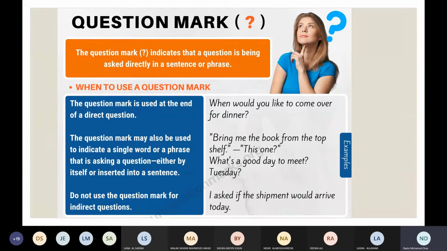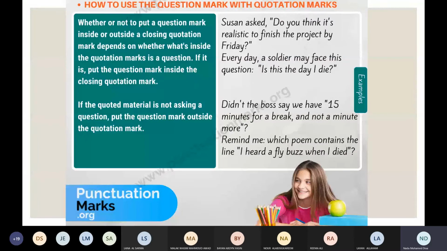I wondered if he did this. Don't use a question mark. How to use the question mark with quotation marks? Whether or not to put a question mark, because this is not written in your book, but I prefer that you have to know it.